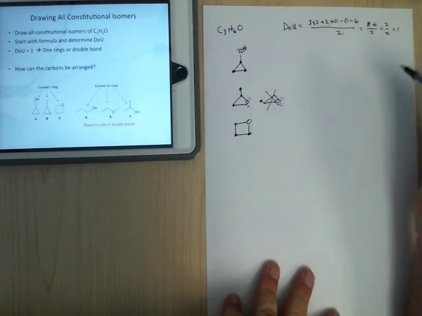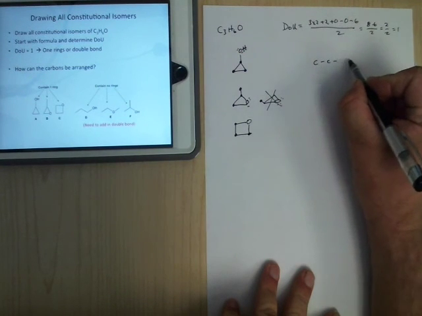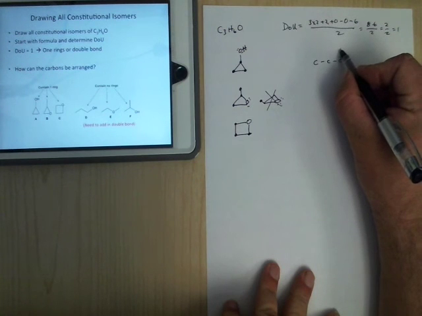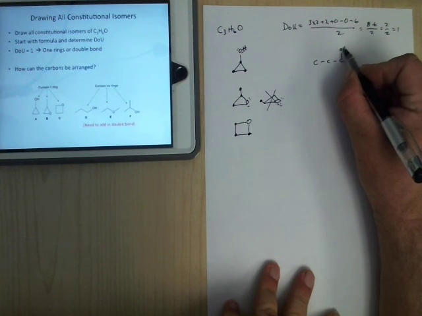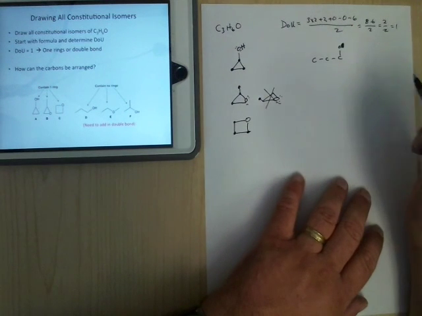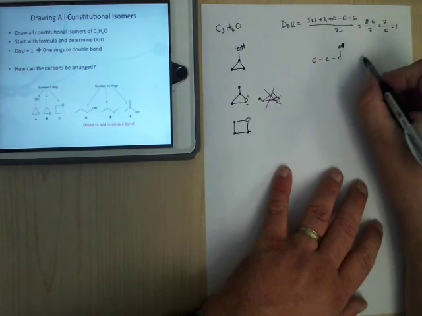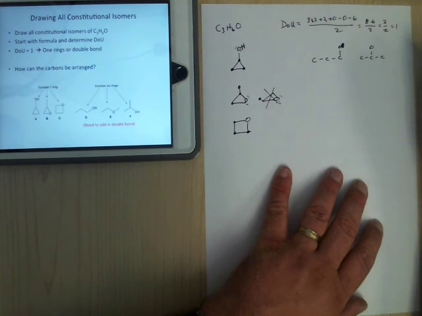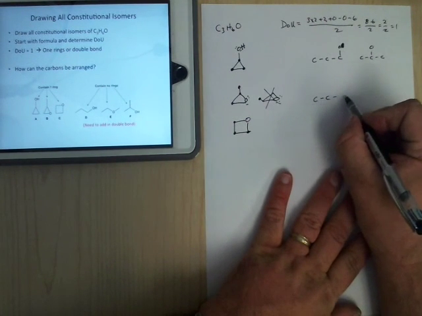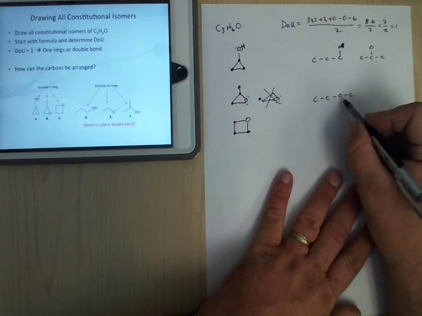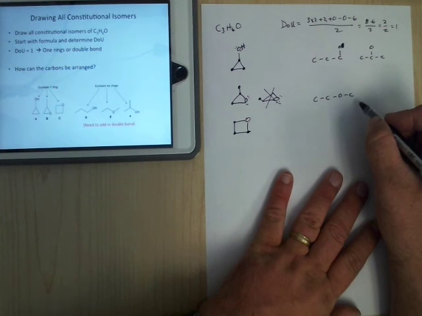But we also talked about straight chains. So we could put them all in a row, and put the oxygen, the OH, there. We could do it like that, or we could put the oxygen there. The other option would be to put it in the main chain, so it would make an ether. That would be okay.